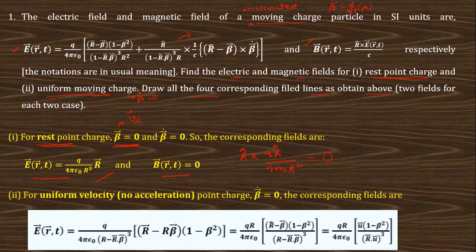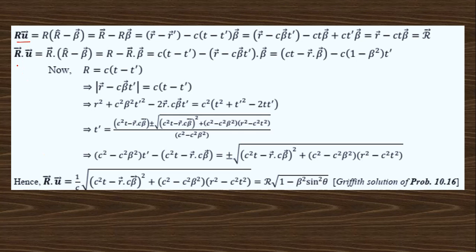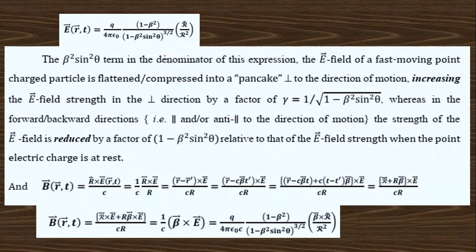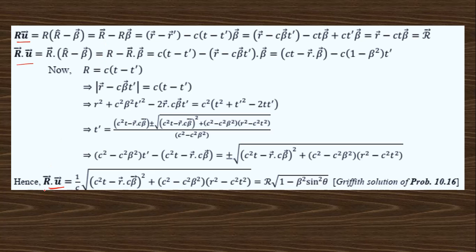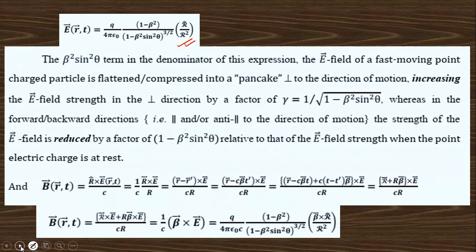Now comes the uniform moving charged particle. For a uniform moving charged particle, the acceleration term must be 0. So if we put the acceleration term as 0, this term is 0, and this corresponding term is expressed like that. After calculating these two terms, r u vector and r dot u, and rearranging them, you get this expression, and putting this in, you get the value of the electric field. Okay, so this is a mathematical jugglery. You need to do the mathematical jugglery to find a simplified form of this electric field.